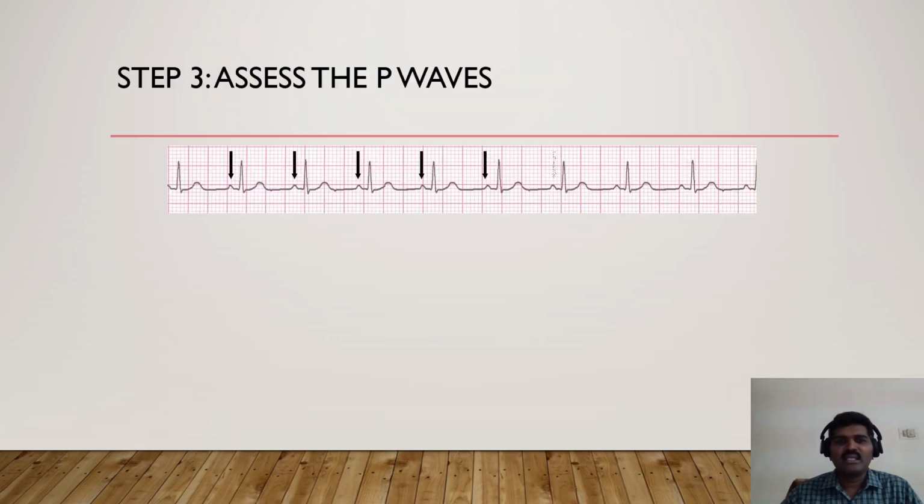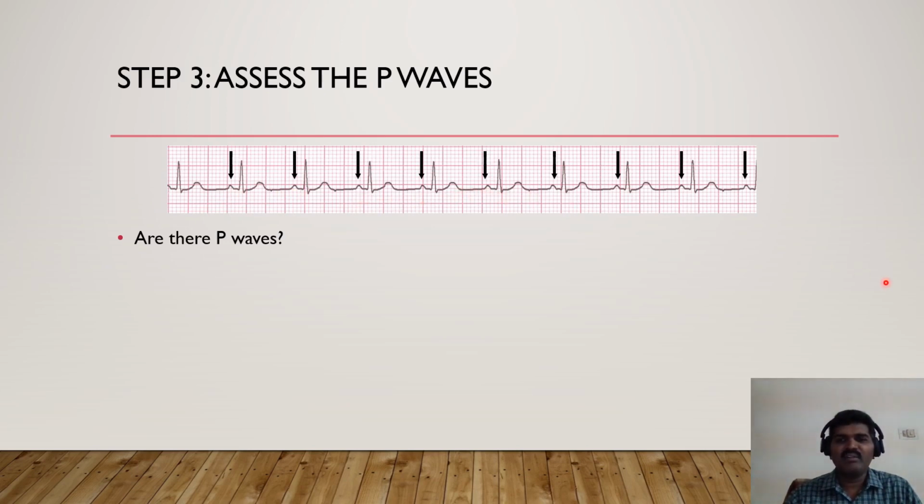Next comes assessing the P waves. Look whether the P waves are present or not. Are they P waves? The first positive deflection in the ECG is the P wave. You all know that. So see the arrow marks, they are pointing to the P waves.